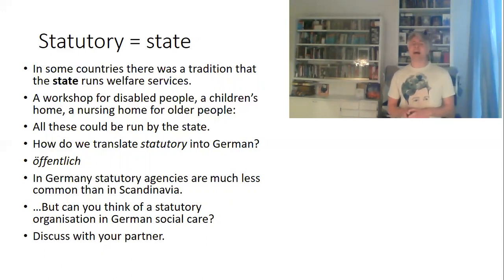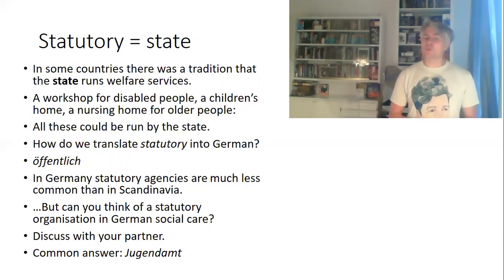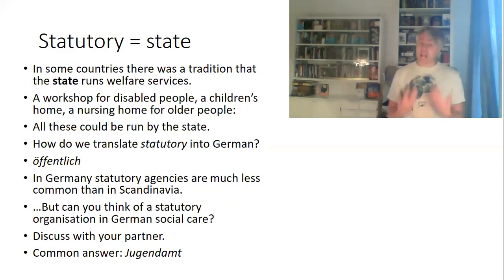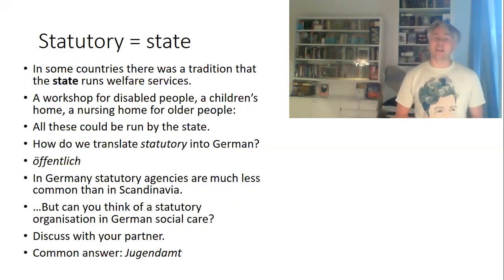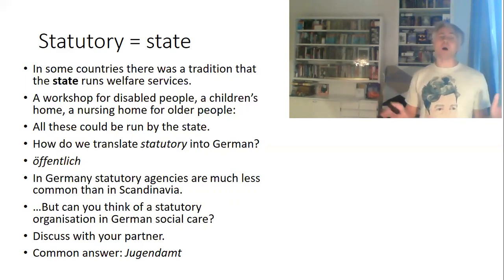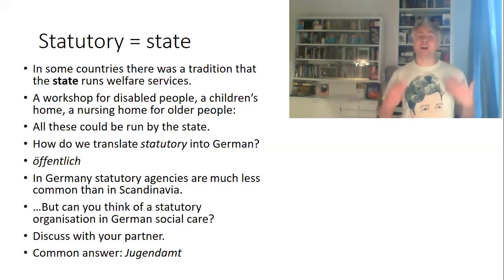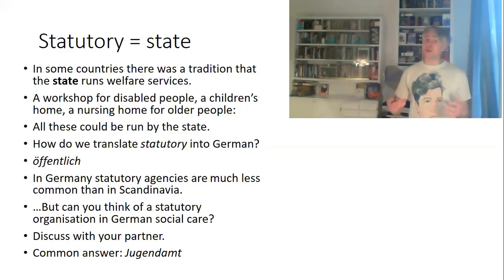I guess the classic example would be your German Jugendamt. Most social work is done by Caritas, Diakonie, AWO, and so on. But the Jugendamt really is always run by the state, always run by the municipality, the town, or the district office. So that's a nice example of statutory sector social care in Germany. There you are. And of course, you're a student at university. Our university is a state university, so we're also in the statutory sector when we're at the university. Let's move on.